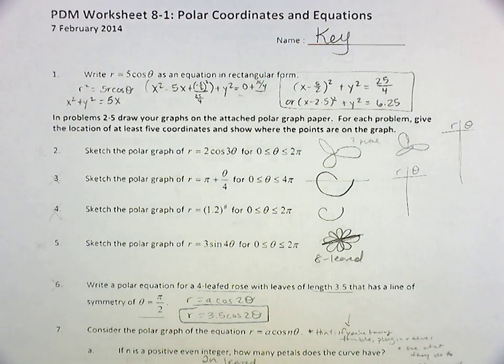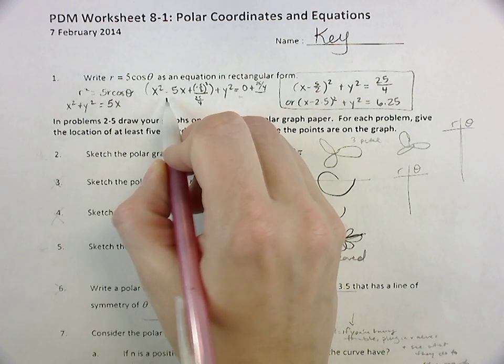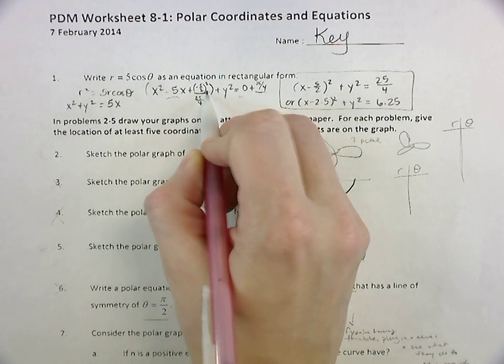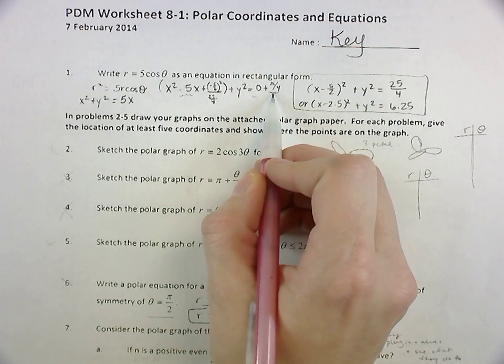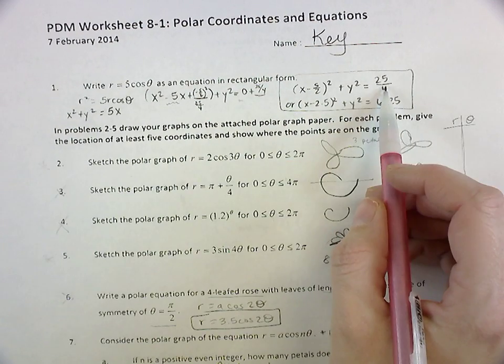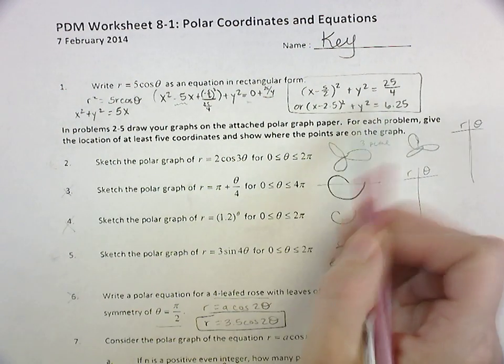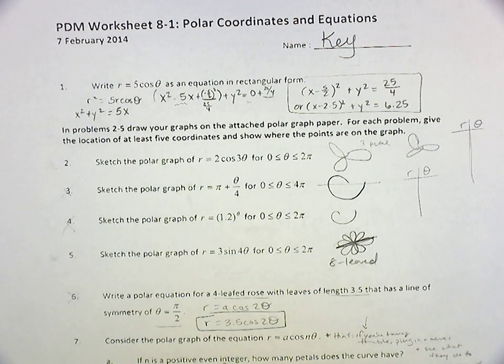You want to move everything to one side, and then we're going to complete the square, which means we're going to add half of this b value squared to both sides. Okay, and then we're going to factor. 5 over 2 squared is 25 over 4, and then you can either leave this in decimal form or fraction form.